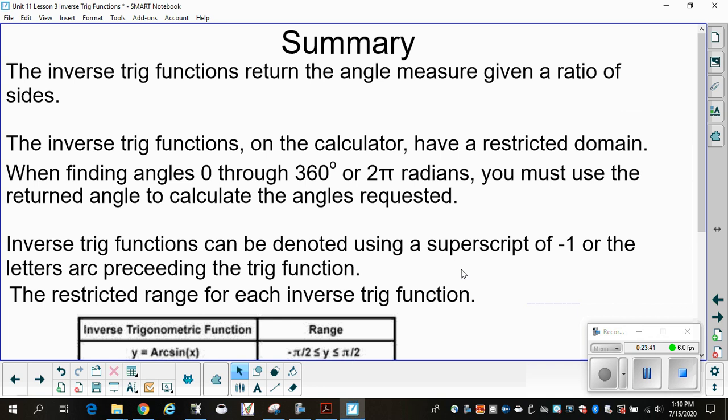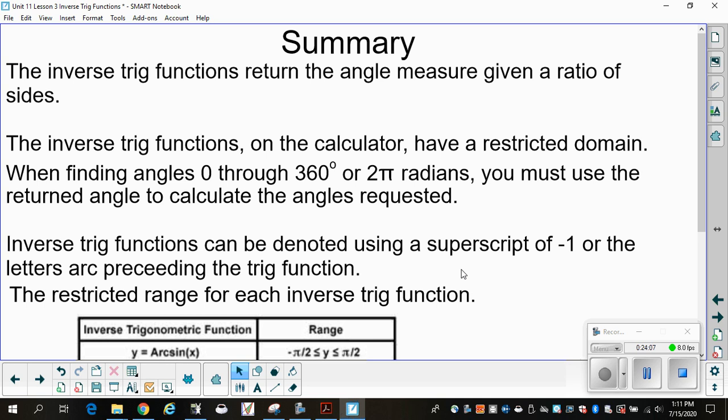In summary, the inverse trig functions return the angle measure given a ratio of sides. The inverse trig functions on the calculator have a restricted domain when finding angles 0 through 360 degrees or 2 pi radians. You must use the returned angle to calculate any of the other requested angles. So you've got to look, do you want just the answer to the function, or do you want from 0 to 2 pi or 0 to 360?